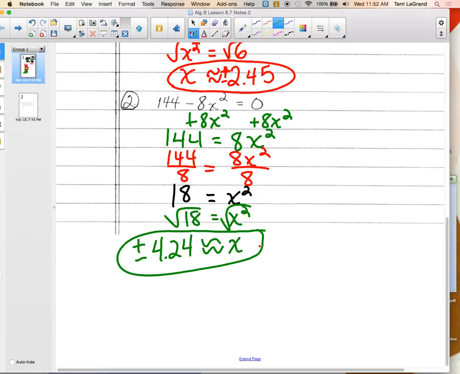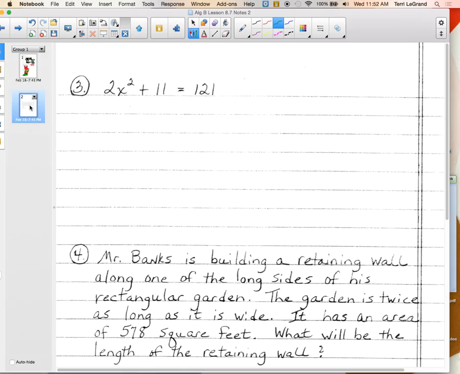Okay, let's go to the back side then. Number 3. 2x squared plus 11 equals 121. What should be our first move? Subtract 11. Okay, let's subtract 11. Now we have 2x squared equals what? 110. Okay.